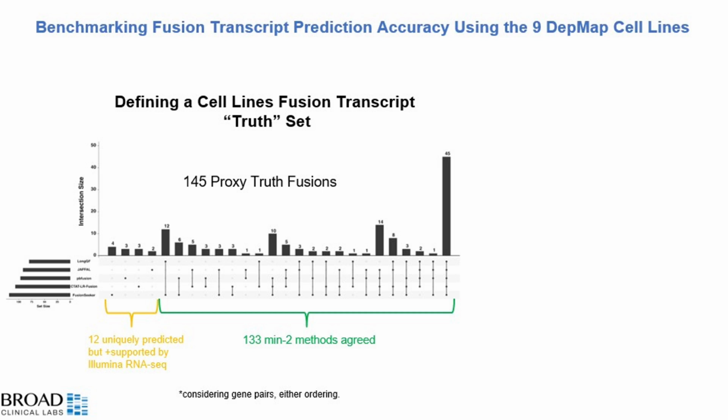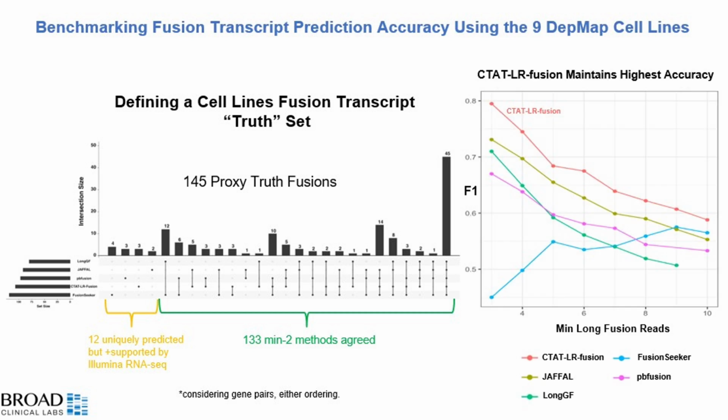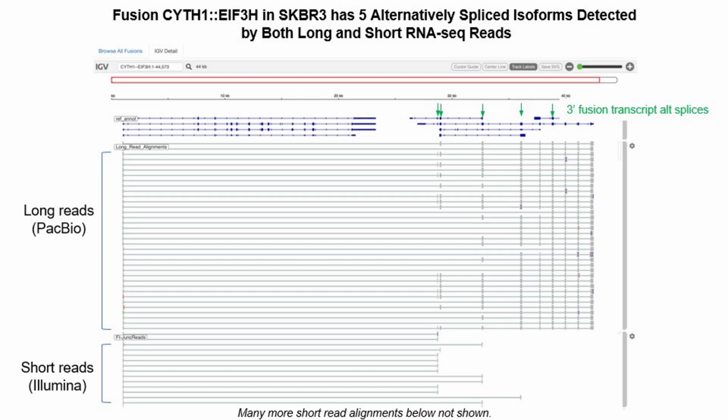Using this for benchmarking, here we're looking at the accuracy of these different programs according to the minimum number of long reads that we had, and our program had the highest F1 score, overall summary accuracy, across the board. So we're doing quite well in comparison to these other programs.